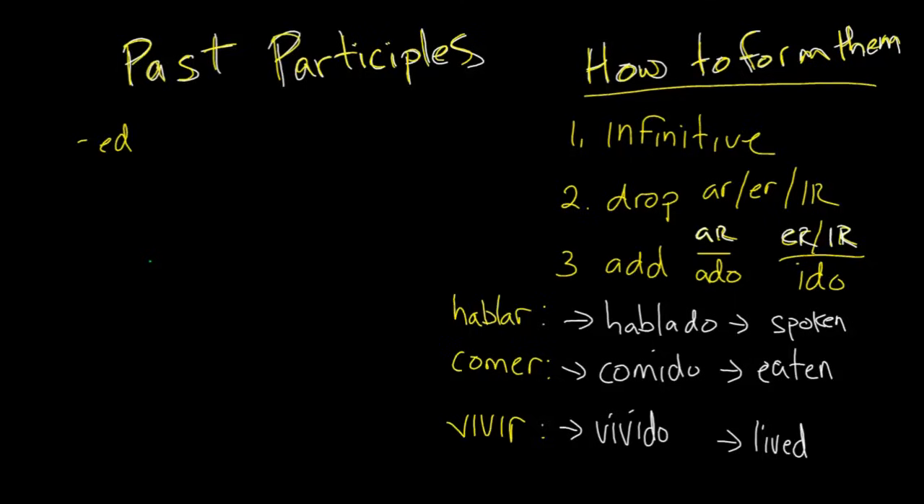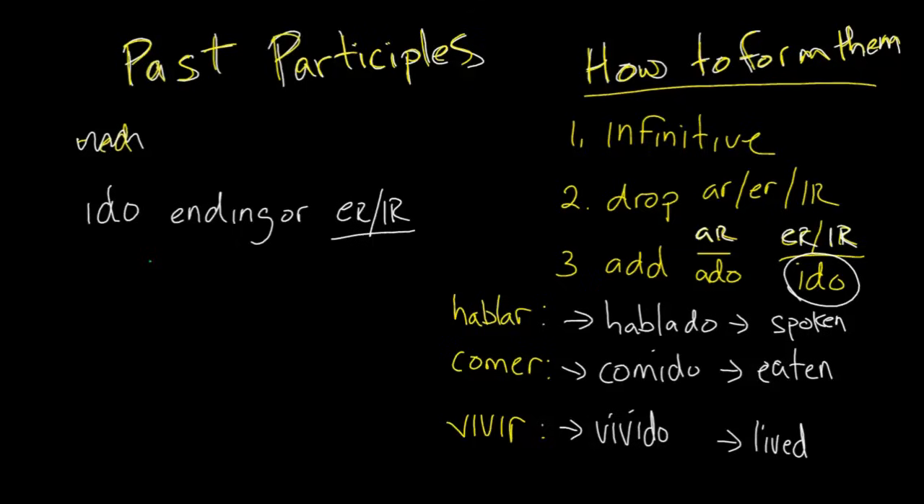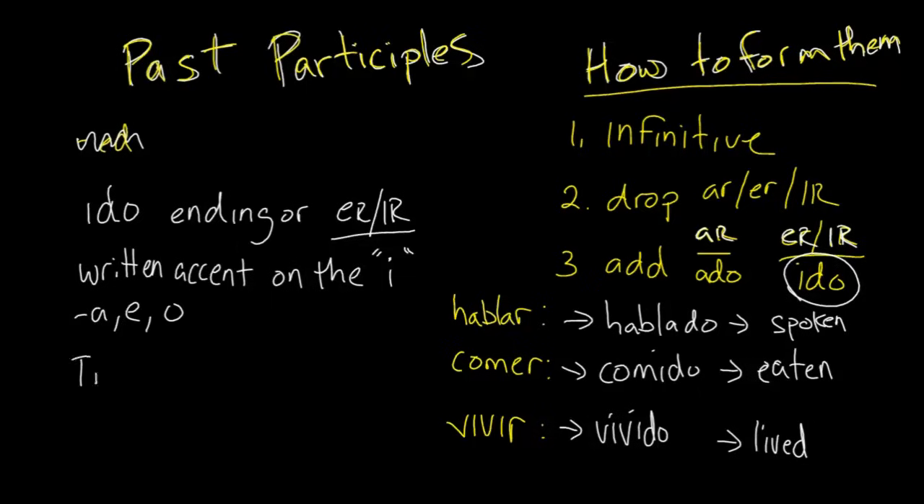Now, the -ido endings of the ER and the IR verbs, so that's what we're talking about over here. When we use these, we have to put on a written accent on the I of -ido when it directly follows a vowel, which is an A, an E, or an O. All right, well, when would that happen? Let's look at one. Traer.